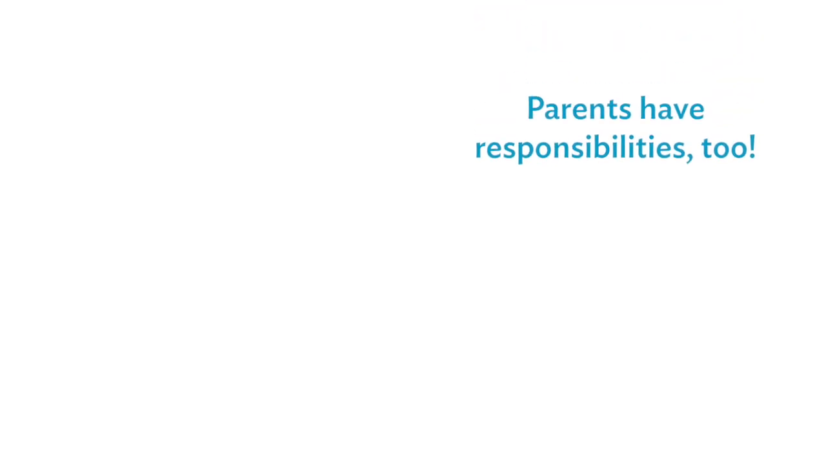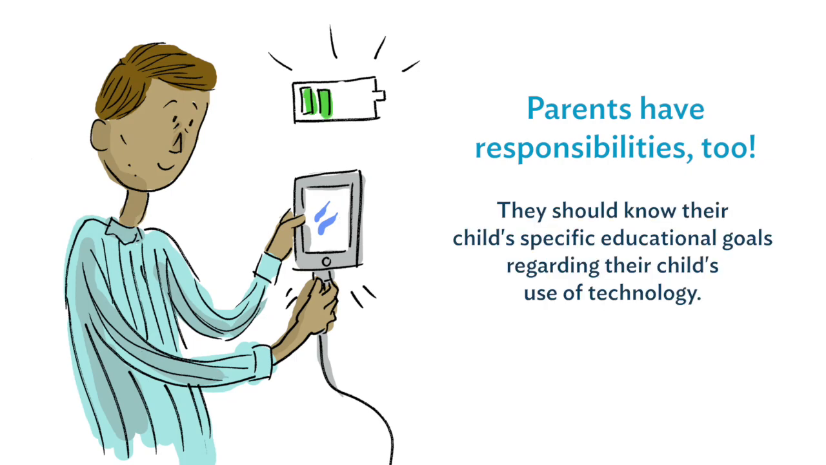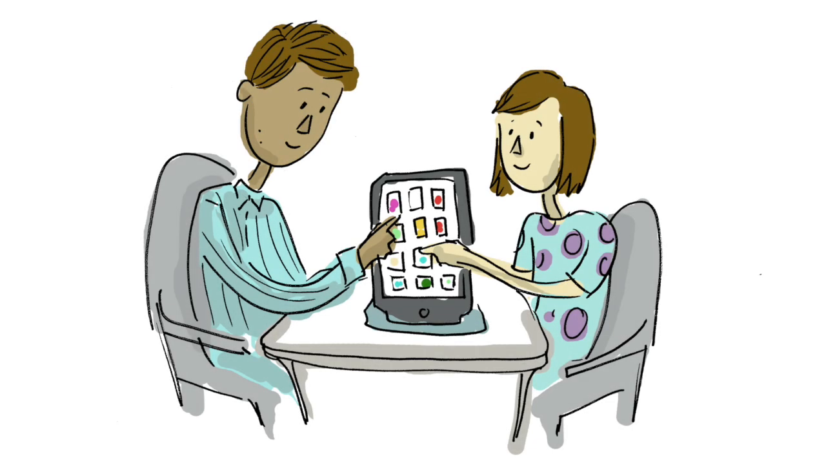When it comes to a child's AT supports and services, parents have responsibilities too. Parents should make sure their child's device is working and charged each night. They should know their child's specific educational goals regarding their child's use of technology. But the most important step for parents is to get training on how their child's device works and its access. This way, you can use it to communicate with your child, and your child views you as a speaker of the same language.